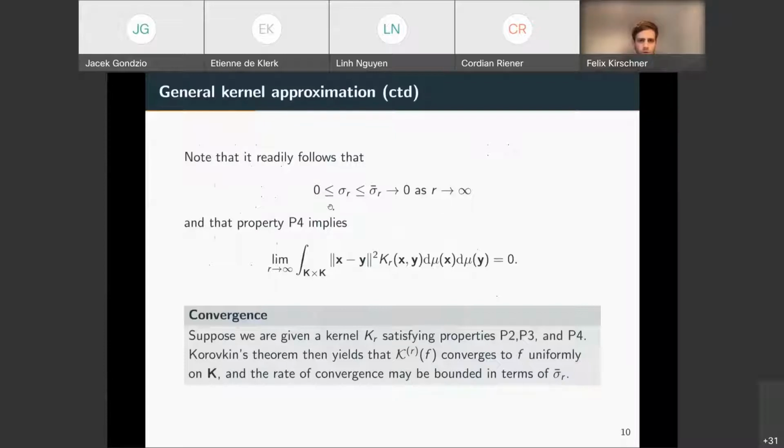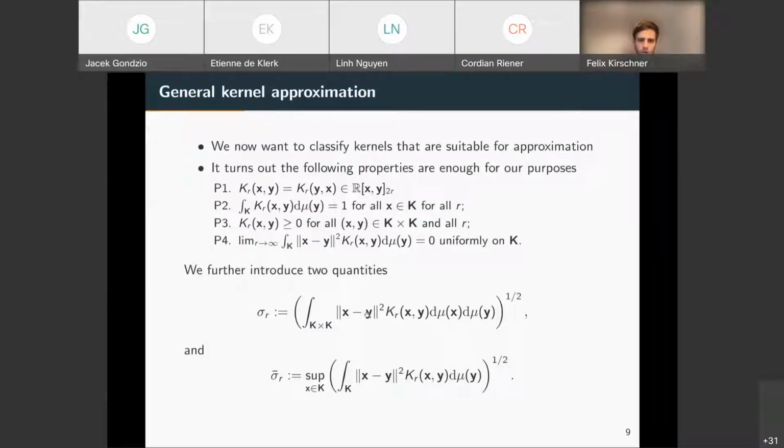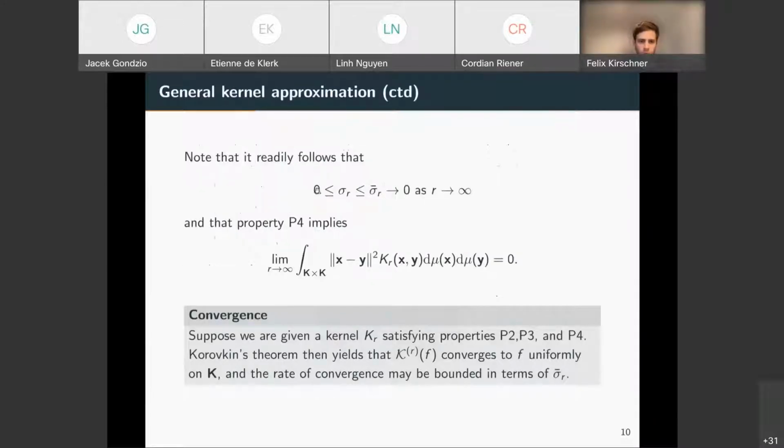So what we first note is that the resolution σ_r is less than σ̄_r, right? And why is that? If we take the supremum here, we see the expression is almost the same. The difference is that here we also integrate with respect to x. And what you probably also noted is that the expression we see here is the one in property 4. So we need the kernel to be such that this expression converges to 0 uniformly on K. If it does, then of course the sandwich here is true and goes to 0 for r to infinity, and we also see that property 4 implies this, but this should be clear, I think.